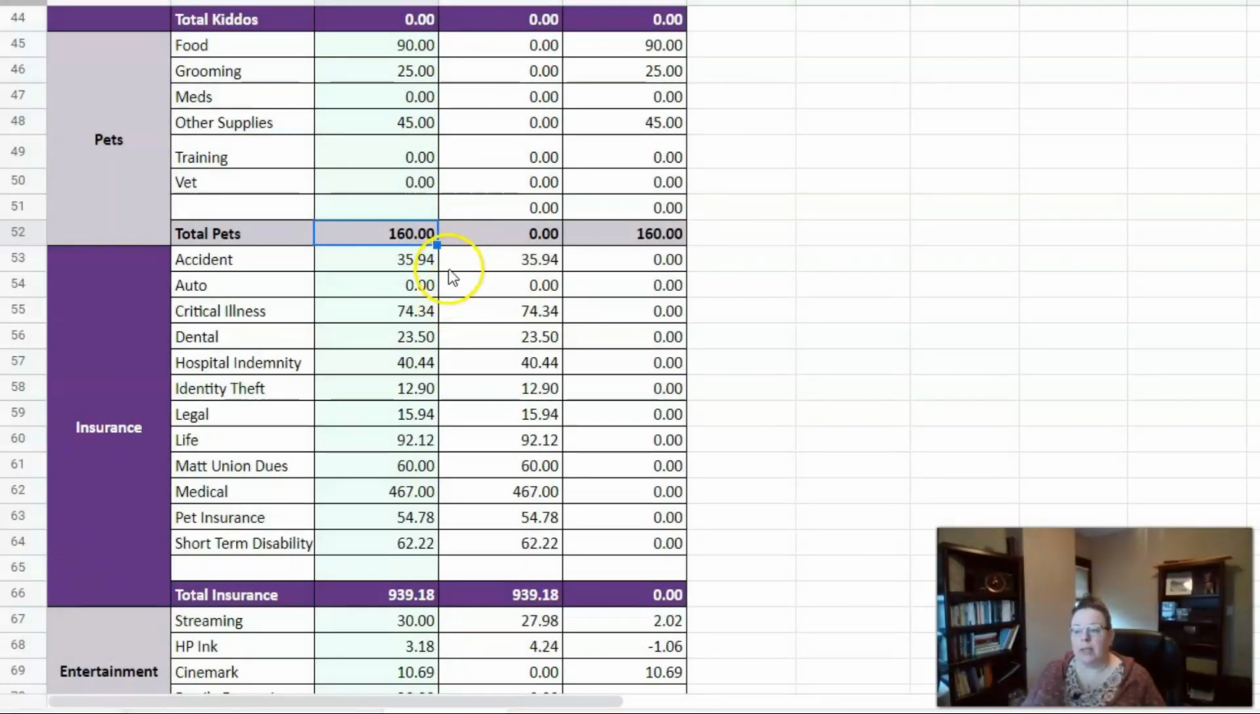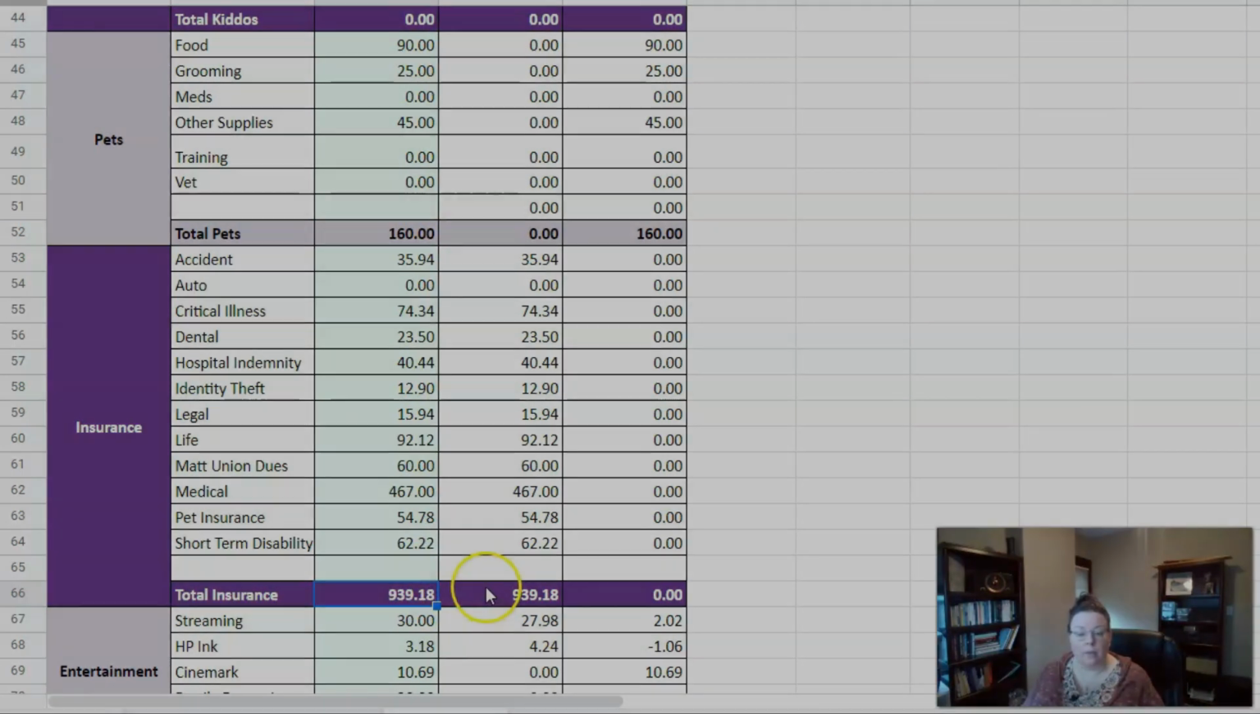In insurance, you can see here, we have several different things that we are enrolled in. For accident, it'll be $35. We don't have auto insurance due in May. I think it's actually coming up due in June. Critical illness is $74, dental $23, hospital indemnity is $40. That's if you have to be admitted to the hospital. Identity theft is $12, legal is $15, life is $92. Matt's union dues are $60. I didn't know where else to put them, so I put them in the insurance section. Medical is $467, pet insurance is $54, and short-term disability is $62, bringing the total to $939.